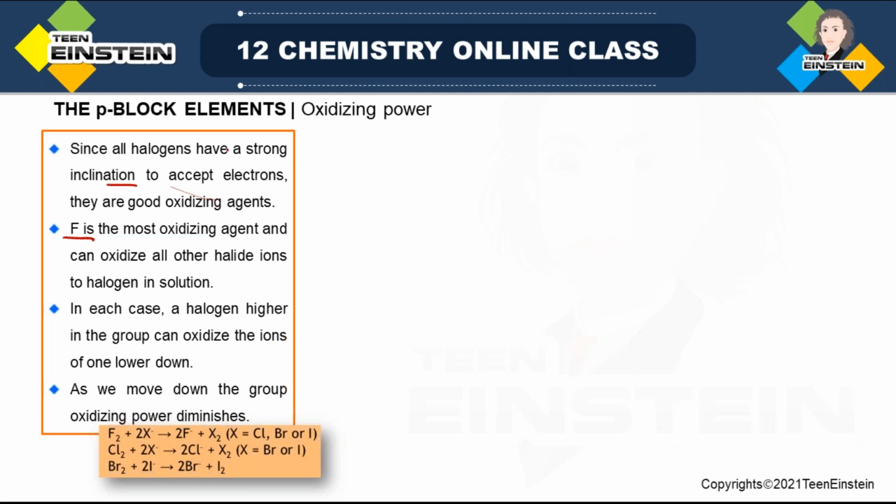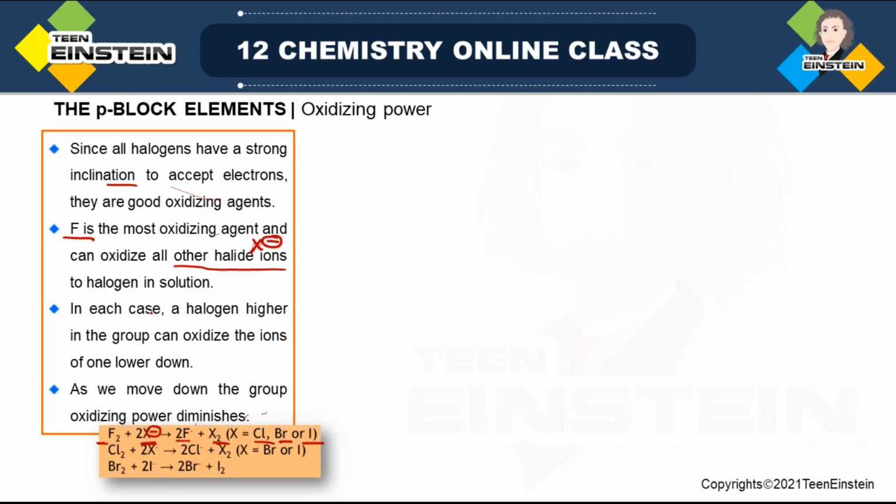it is so oxidizing that it can oxidize all other halide ions. That means, halide ion means it is X minus, where X is equal to Cl, Br, I. Look at this equation. Here we have taken fluorine and it is reacting with halide, that means X minus, and this X is basically Cl, Br and I. So here fluorine is accepting electrons from X minus, itself is converted to F minus, and X minus, that is Cl, Br, I, is now converted to chlorine, bromine or iodine, diatomic.